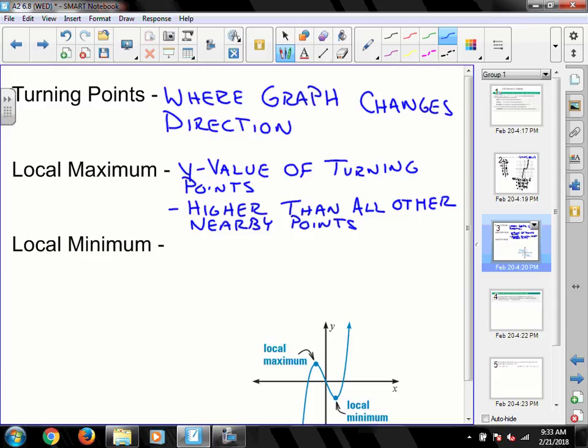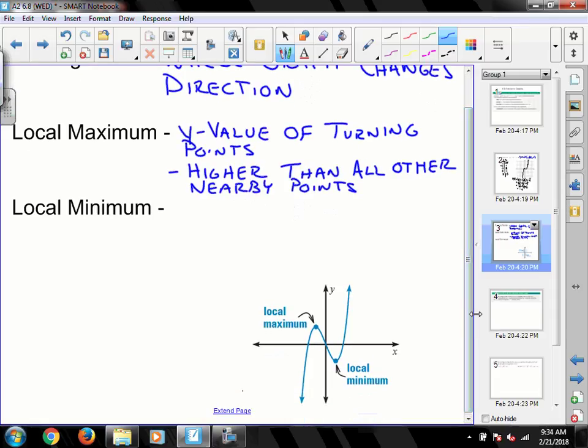Now, there's a reason it's a local maximum. It's just the nearby points. It's not saying that that is going to be the highest point on the graph. If you look at this graph down here, this local maximum right here, obviously that's not the highest point on the graph. You guys can see there's a point up here that is higher. But in that little area where that turning point occurs, that is the local maximum. So it's not what's called a global maximum.